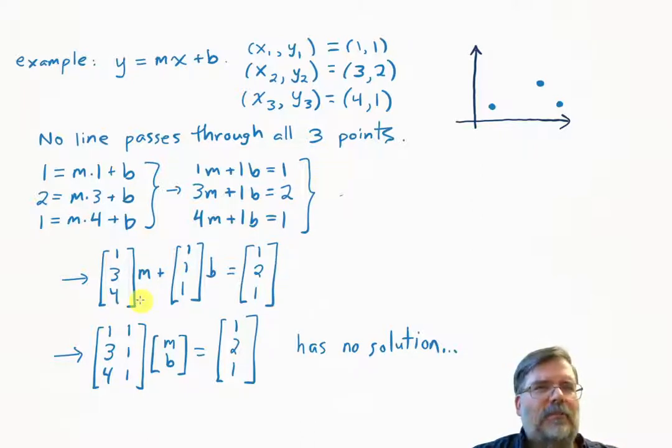I also want to bring back to your memory vector equations. We could write this as the vector of coefficients of m times m, plus the vector of coefficients of b times b. In this case, this is always going to be a vector with just ones, equals the vector of these values. Or you could group these 2 vectors into a matrix and group these 2 variables into a vector, and write it as a matrix equation. But really, no matter how you write it, we know, just based on this picture, there's going to be no solution.